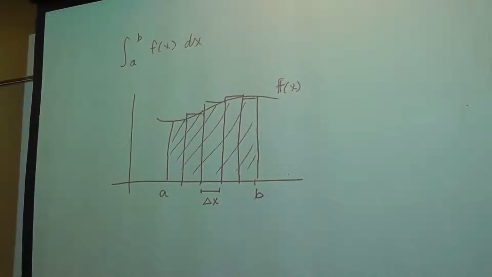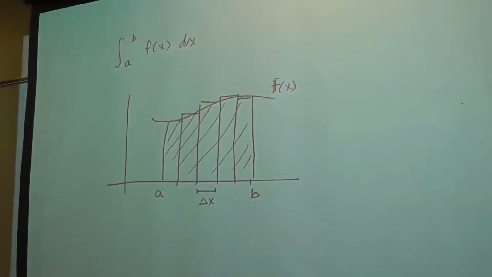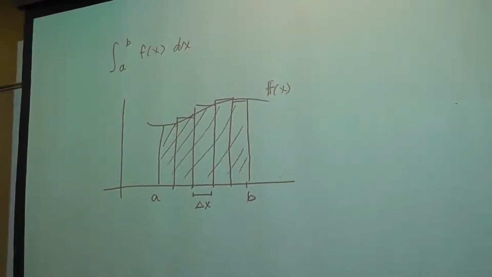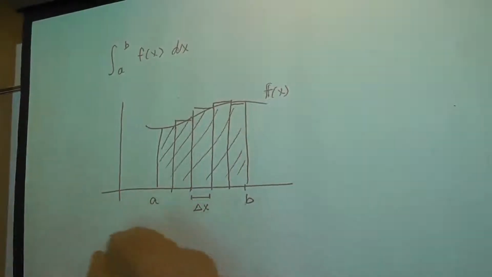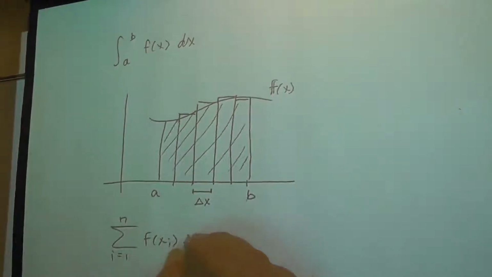in the evaluation of a limit, each of these rectangles gets skinnier and skinnier as delta x shrinks down infinitesimally small to a point. And when that happens, the delta x becomes the differential dx. Things that go infinitesimally small always turn out to give you derivative values or differential values. So that's why this, summing up from i equals 1 to n, f of x sub i delta x.